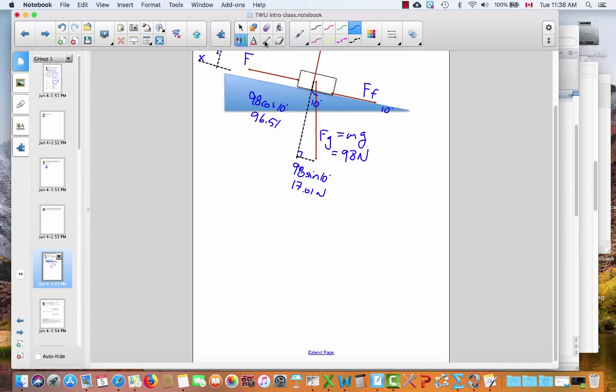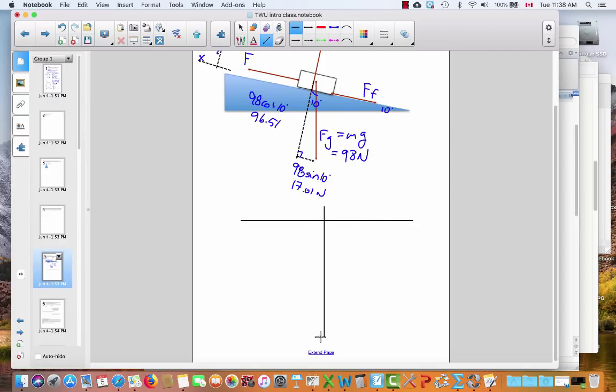All right, so again, we analyze the components. We analyze force components in both the x and y direction. So x forces, y forces. Now, in the y direction, the mass doesn't move. It doesn't lift up off the ramp. It moves in the x direction. So what does that mean?